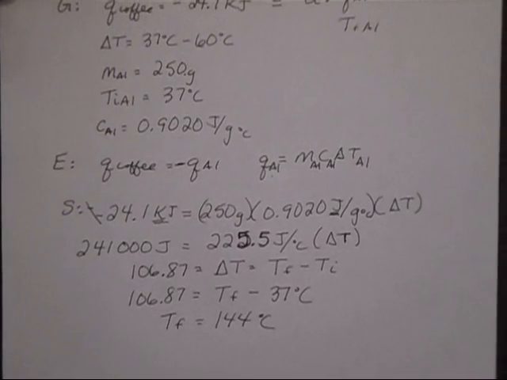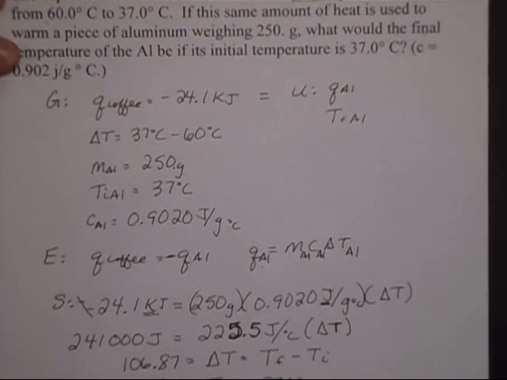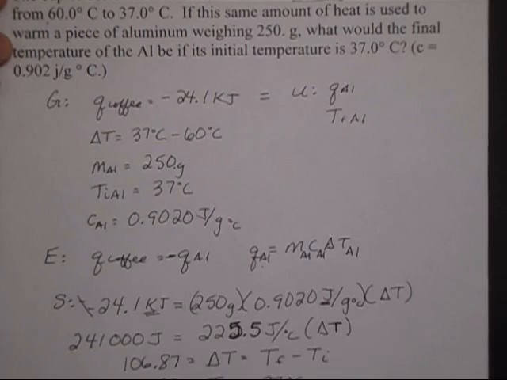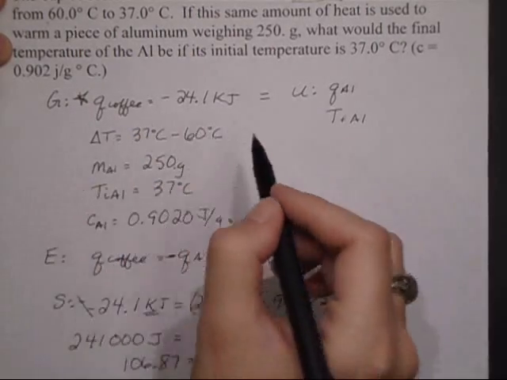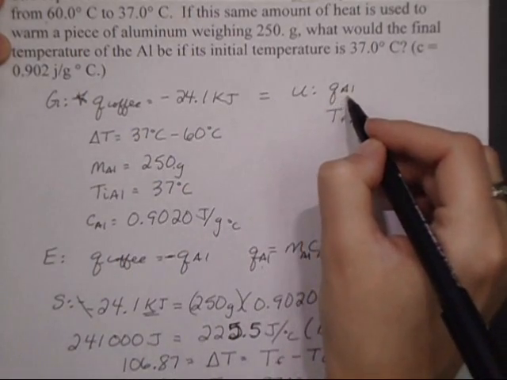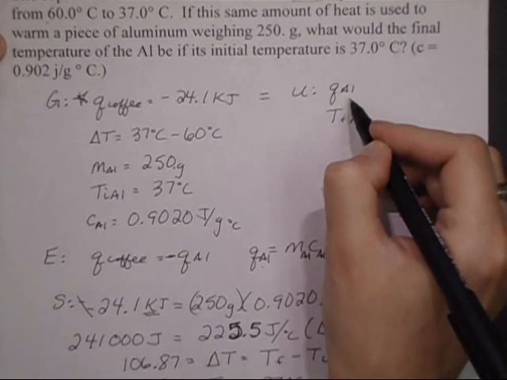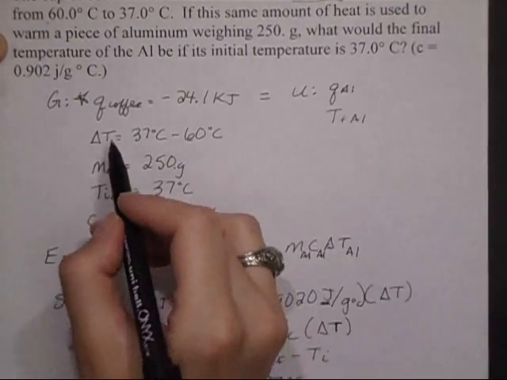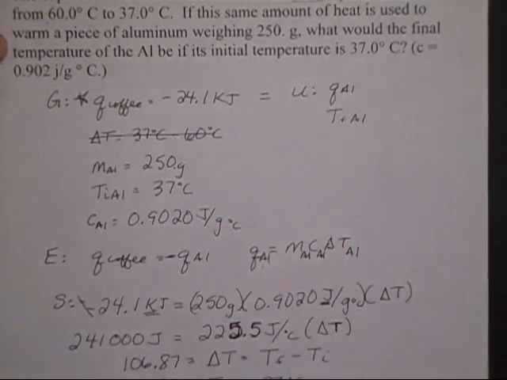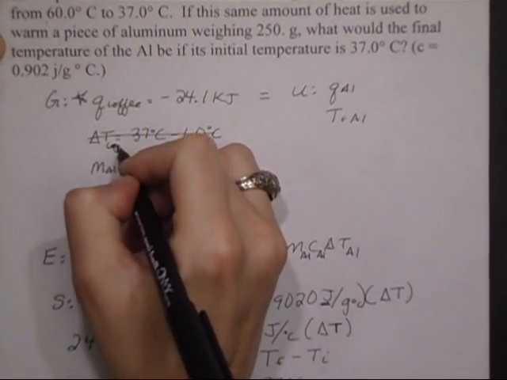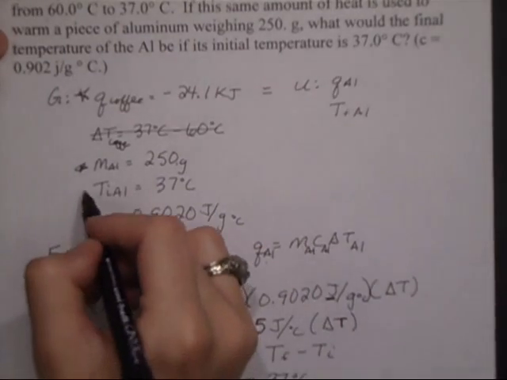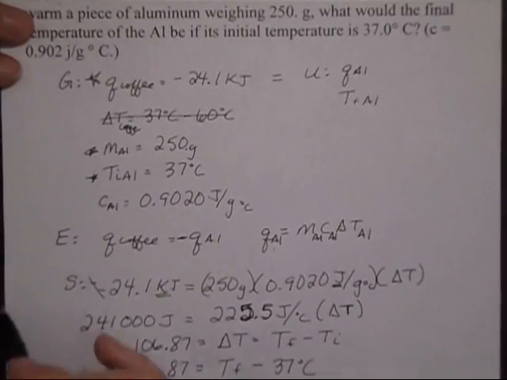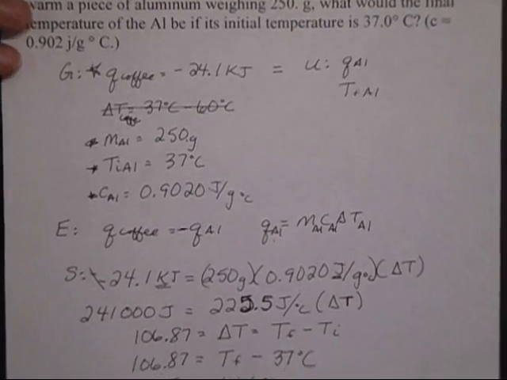Okay, quick recap. In the givens, I had a tremendous amount of information, but the information that I cared about was the fact that the Q of the coffee had to be equal but opposite sign to the Q of the aluminum. I did not use the original delta T for the coffee. I did use the mass of the aluminum and the initial temperature of the aluminum and the specific heat of the aluminum.